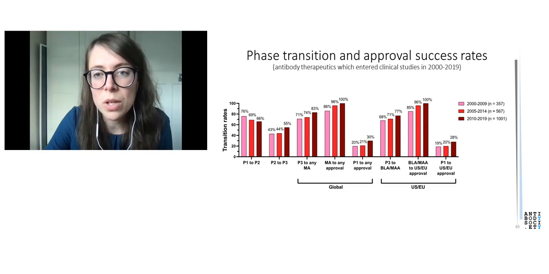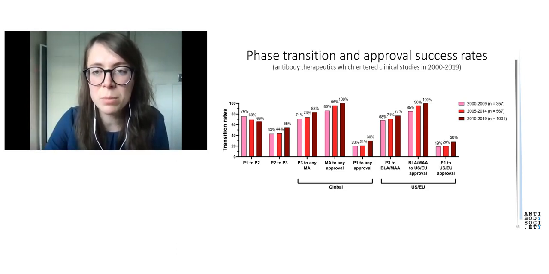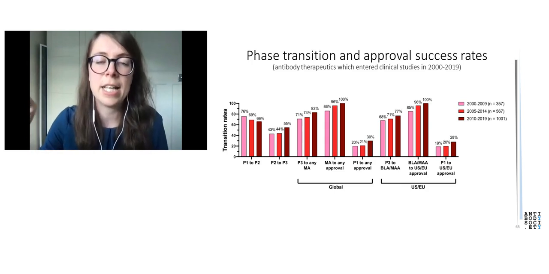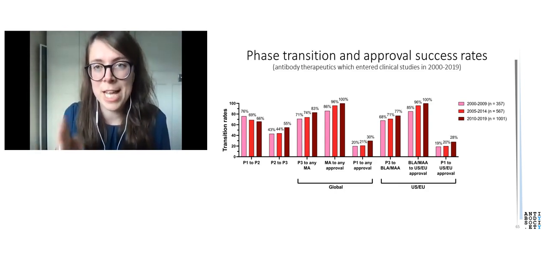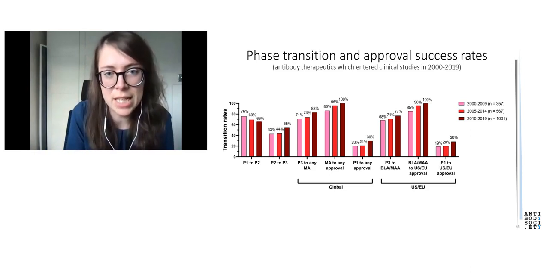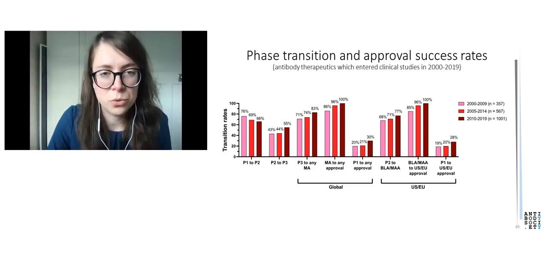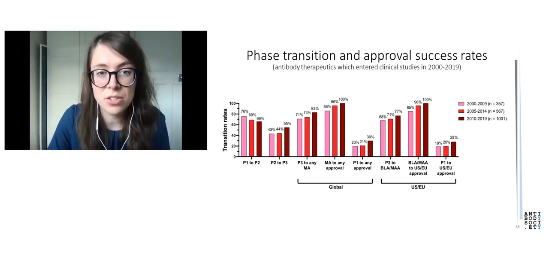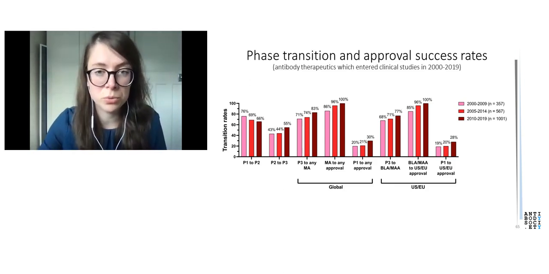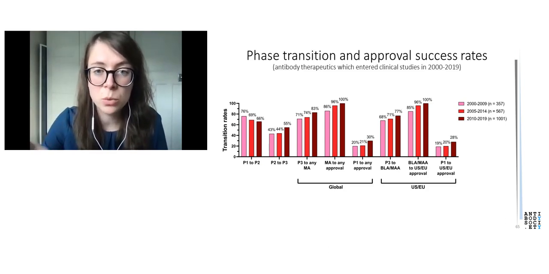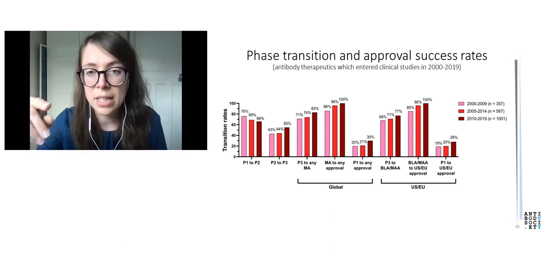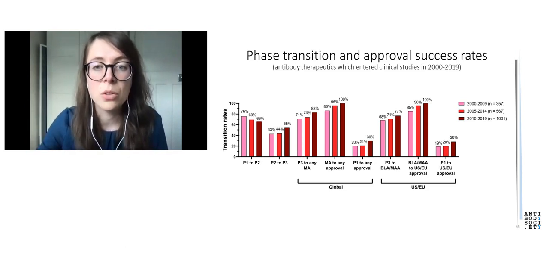And if we look at the antibodies which entered clinical studies in the 10-year time period after 2010, and compare it with those which entered in the 10 years before 2010, except for phase 1 to 2, there is an increase in phase transition from phase 1 to phase 3 to marketing approval, and marketing approval to approval, which then translated in an increase of approval success rates, both globally from 20 to 30%, and in EU and US only from 19 to 28%.